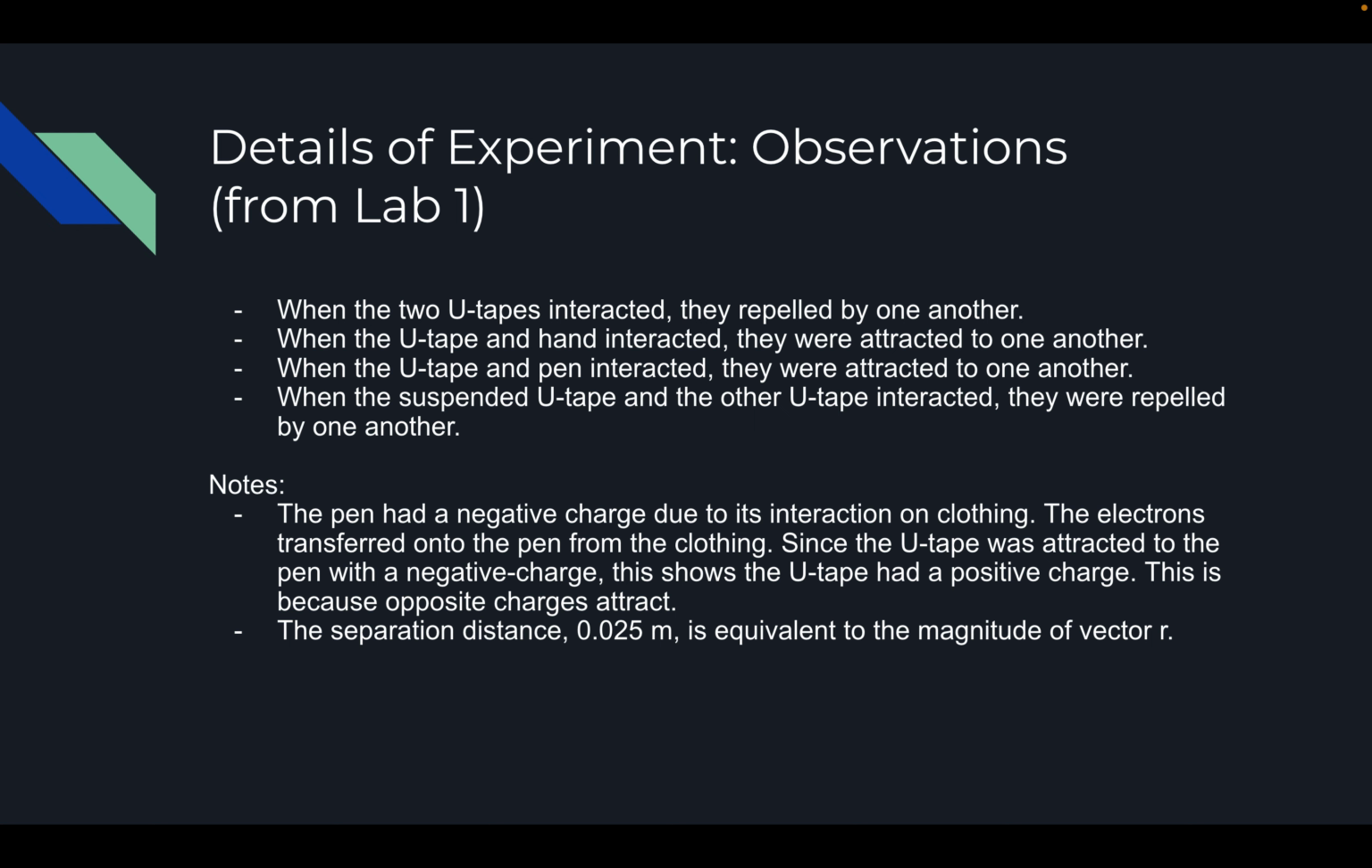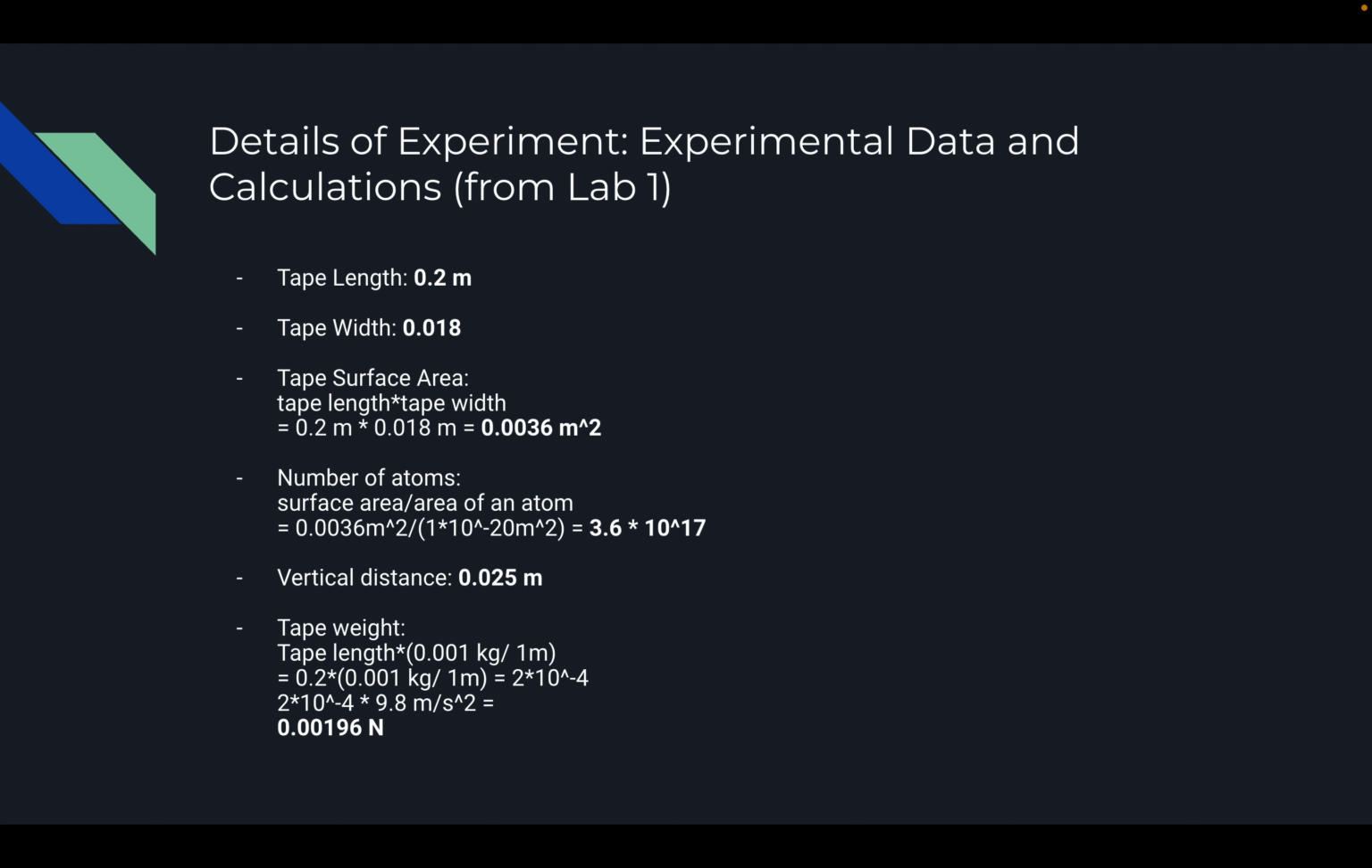Some important points are that the pen had a negative charge due to its interaction with the clothing. The electrons transferred onto the pen from the clothing, and since the U-tape was attracted to the negatively charged pen, this shows the U-tape had a positive charge, because opposites attract. The separation distance 0.025 is equivalent to the magnitude of vector r. Here are the calculations and data from Lab 1.